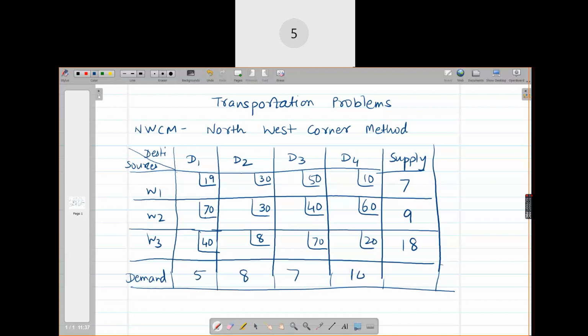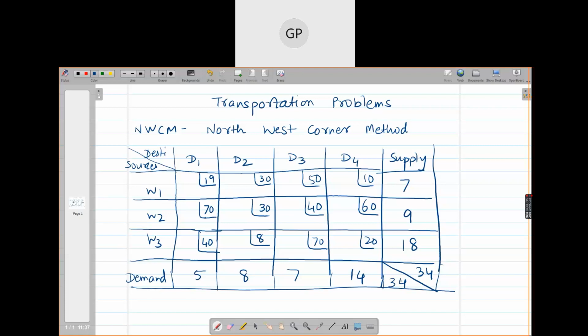Okay, so the very first step is you have to check whether the given transportation problem is balanced or not. So add all the supply quantities. That comes to 34. Add all demand quantities. So 5 plus 8, 13 plus 7, 20 plus 14 is 34. So this is a balanced TP, right? Everyone is getting this?